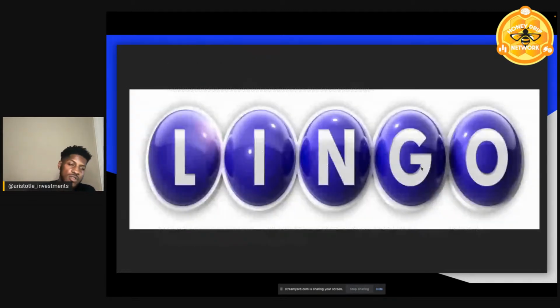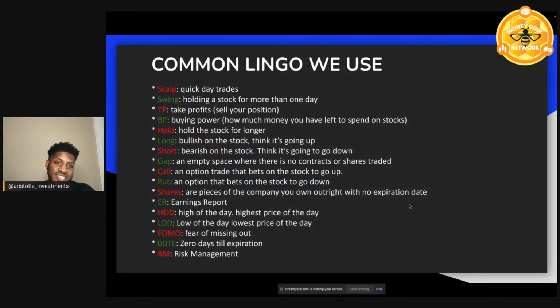All right, so lingo. Let's go over common lingo that we use. Scalps, quick day trades. TP, take profits. Buying power, how much money you have left to spend on a stock that's in your trading account using a cash account. That's what we're going to recommend. Shares, earnings report, high of day, low of day, HOD. FOMO, fear of missing out, which we'll be talking about. Risk management, we'll definitely be covering that. And 0 day expiration means that we are trading Friday's expiration. So that's what 0 day expiration means.